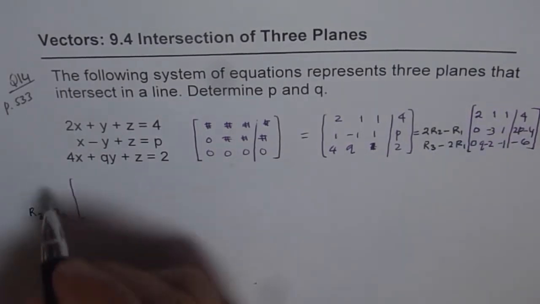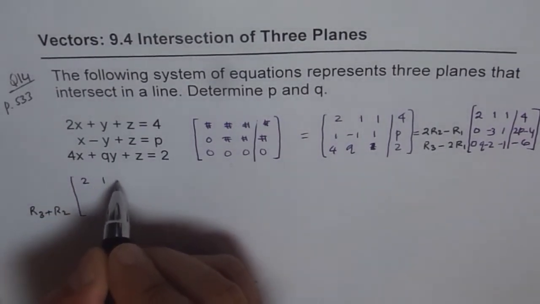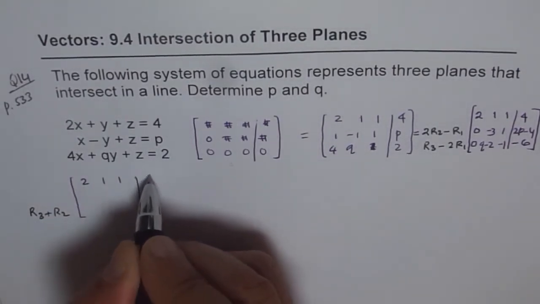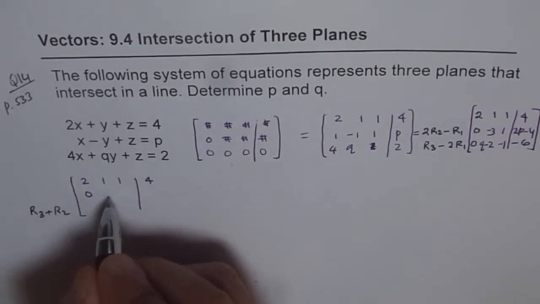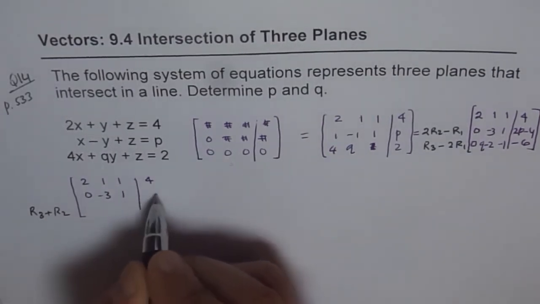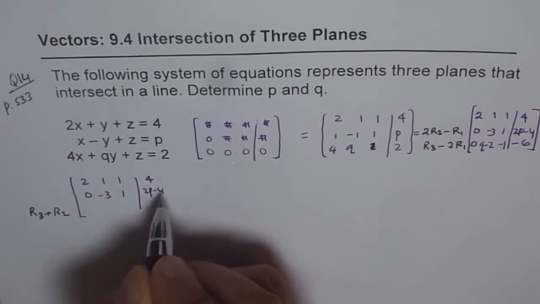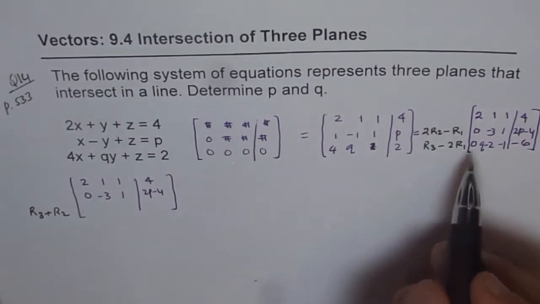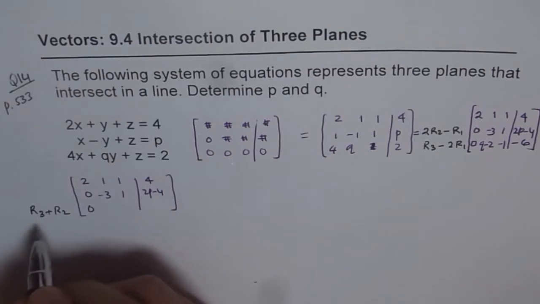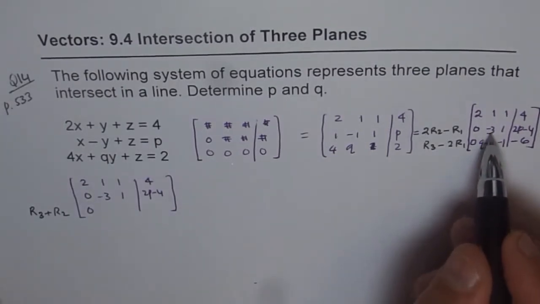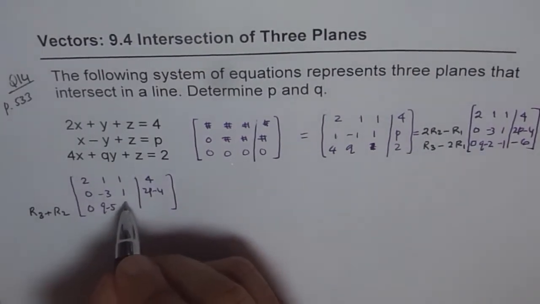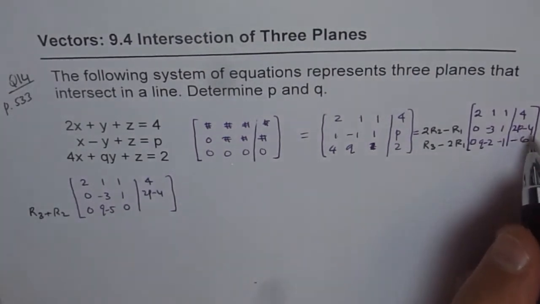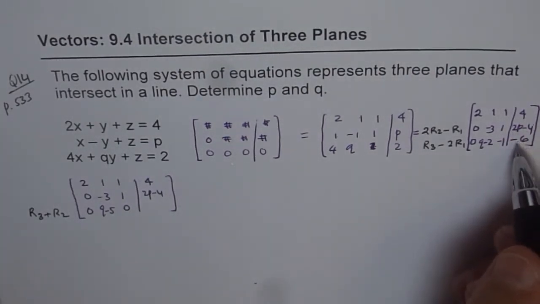So we'll write the first row as it is, 2, 1, 1, 4, and we'll just continue writing the second row also. We're not doing any operation there. The 2P minus 4, right? And the third one, we are adding. So we are adding R2 and R3. So when you add this, you get Q minus 5. And when you add this, you get 0. And when you add this, you get 2P minus 10.